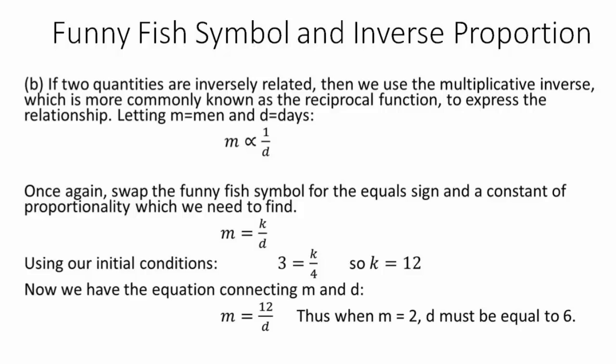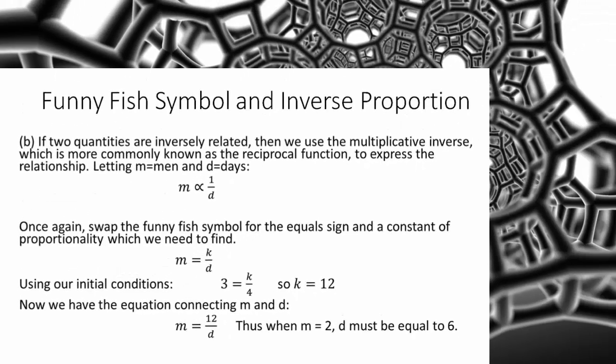I now proceed as before, and I use my initial conditions: the number of men was 3, the number of days it took was 4, and I can easily establish the value of the constant of proportionality. K will be 12. I now have an equation connecting m and d, so I can write that m equals 12 divided by d, and now I can plug in my new value of m, which was 2, and obtain the value of d as 6. And that's simply all there is to it.